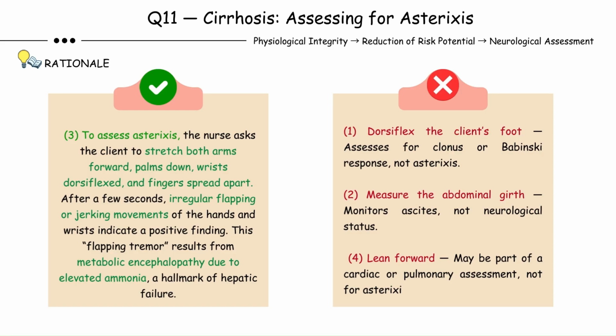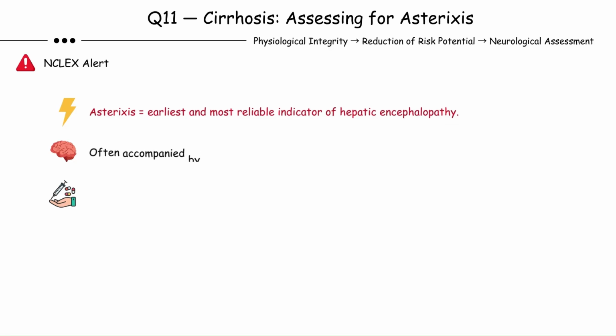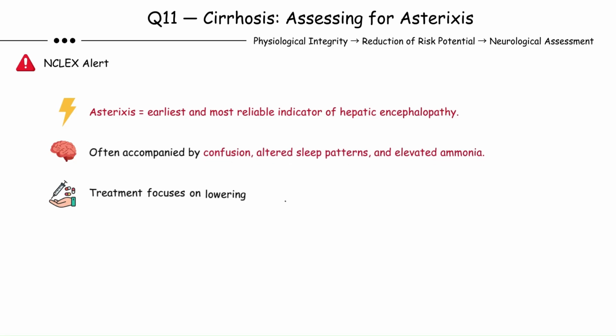Here are a few NCLEX alerts connected to this question. Asterixis is one of the earliest and most reliable signs of hepatic encephalopathy. It is often accompanied by confusion, sleep pattern changes, and lab evidence of elevated ammonia levels. Treatment focuses on lowering ammonia with medications like lactulose or rifaximin, managing protein intake, and addressing any triggers such as GI bleeding or infection.